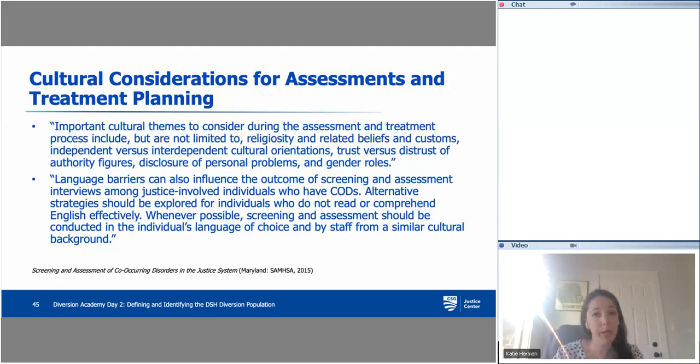Language barrier is a huge issue, especially in doing screening and assessments when you're using tools that are not available in languages other than English. So whenever possible, screening and assessment should be conducted in the individual's language of choice or by staff of a similar cultural background. Of course, it's not always possible, but that really should be the ideal. I don't know if some of your jails have access to phone translation services, which is not ideal, but that's an option.